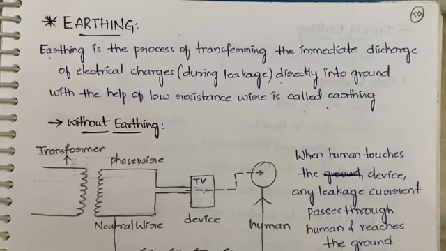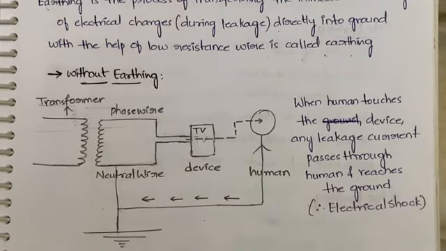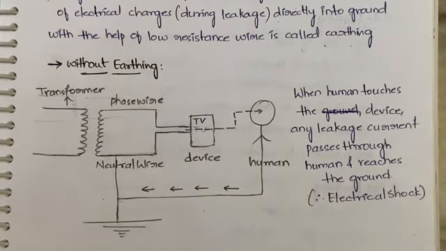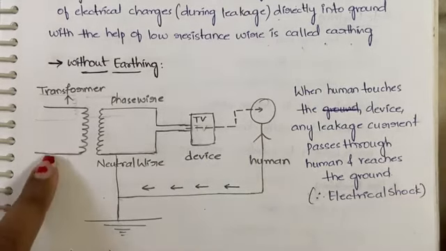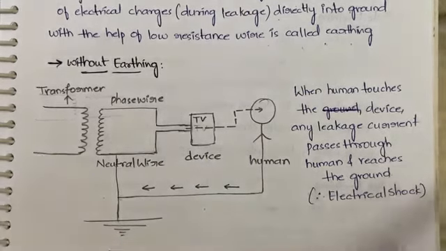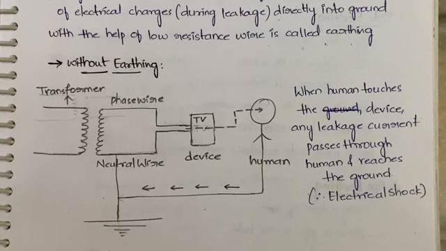Okay, so I'll tell you with the diagram, it will be more clear for you. First, this is the diagram without earthing. Transformer, you know, right? We will have transformers on the poles, near the poles and all. From there we will get the current. So from the transformer we will be getting the current.